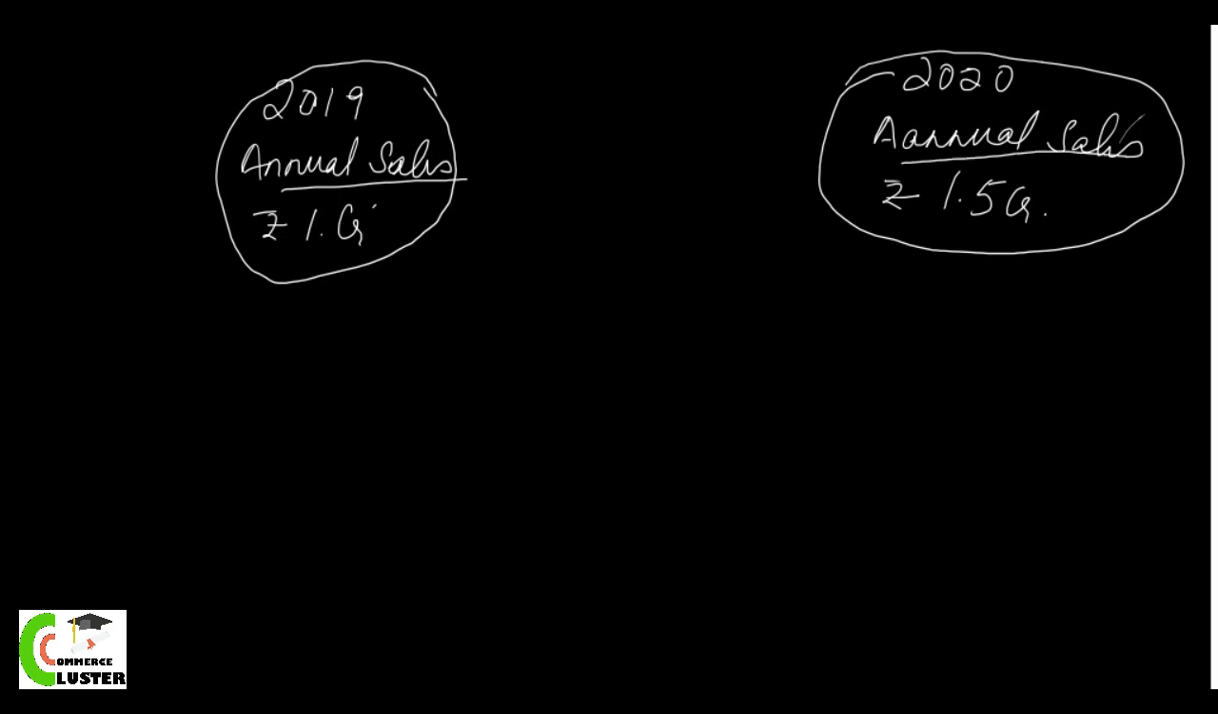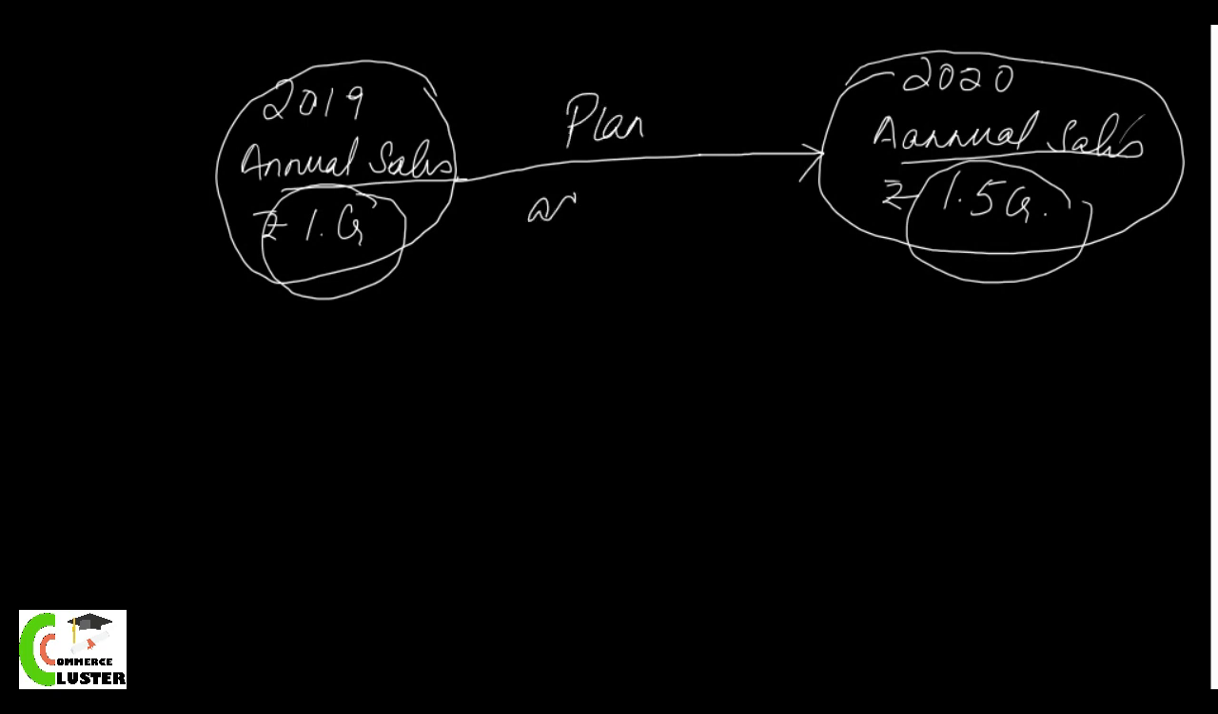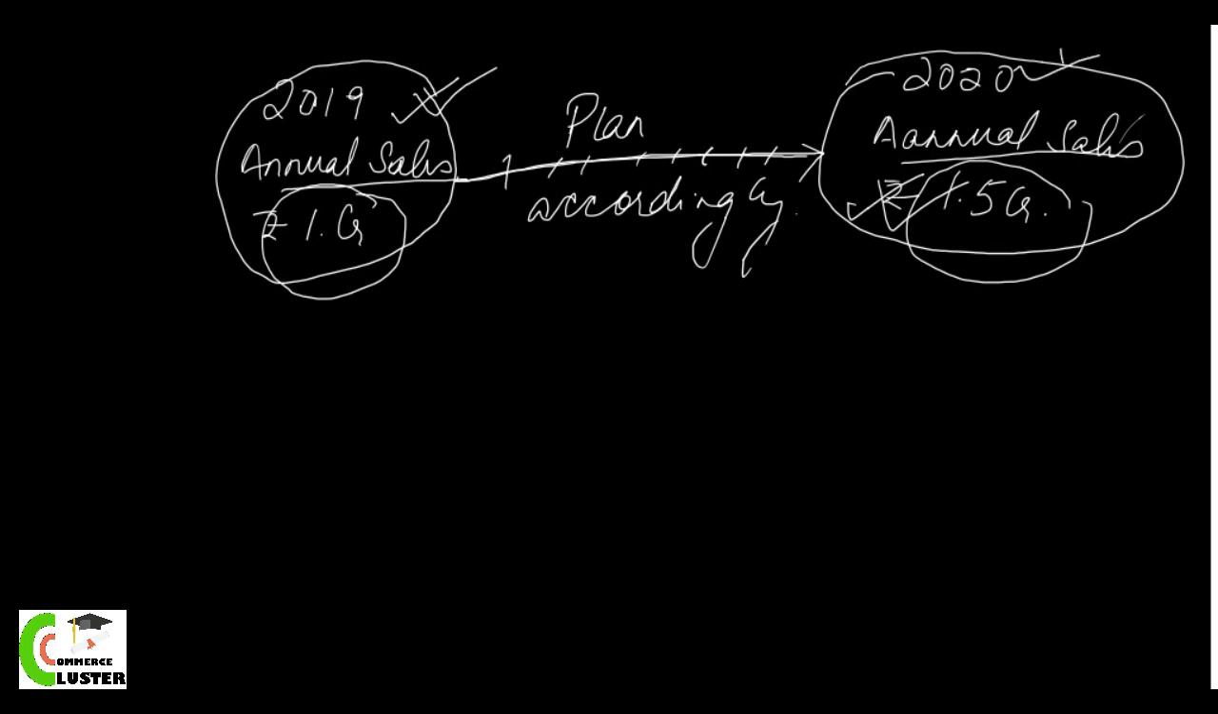This annual sales is our objective, right? Now, in order to achieve this objective from 1 crore to 1.5 crores of annual sales in 2020 as compared to 2019, what must we do? We must plan accordingly in order to achieve these objectives. So planning bridges the gap between where we are right now, 2019, with annual sales of 1 crore, to where we want to be in 2020, with annual sales of 1.5 crores. So this is how planning bridges the gap between where we are right now and where we want to be.